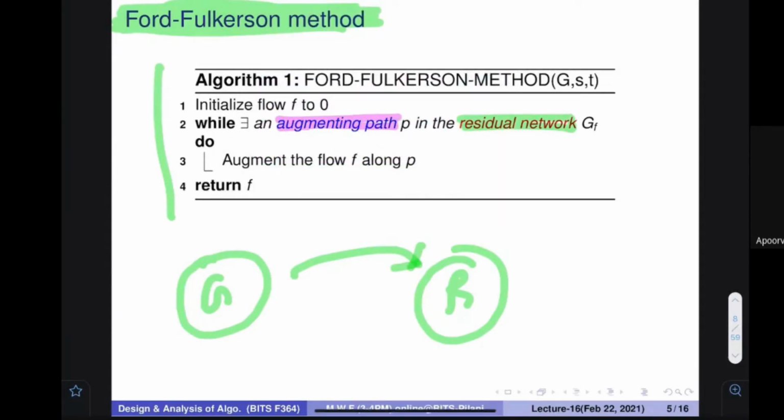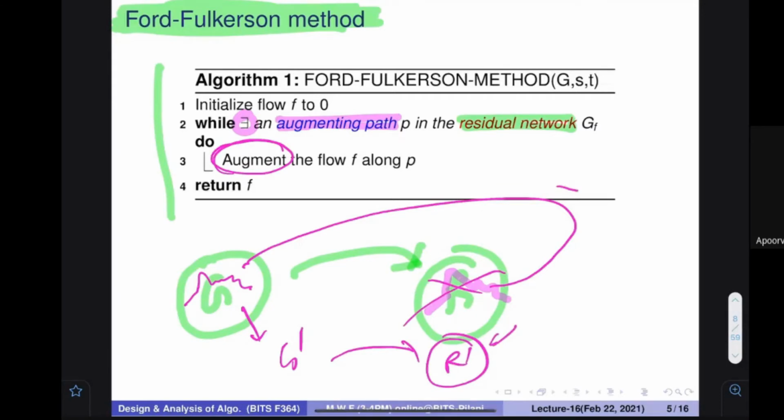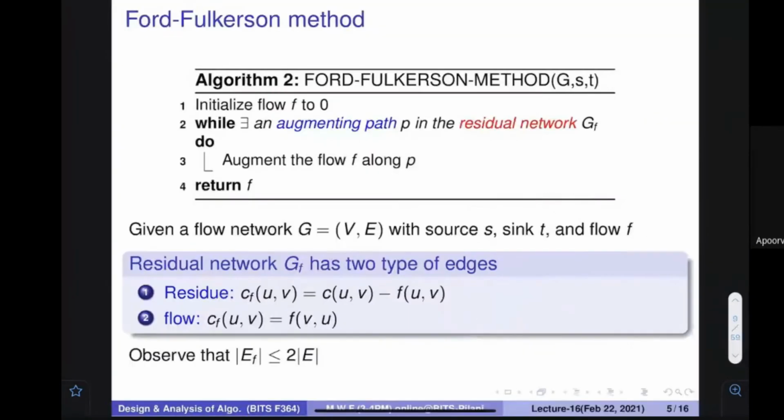You find out that there is some augmenting path. If there exists an augmenting path, then you can use this particular path and augment over here. The other step is to augment this particular flow into this network, and then this network becomes G dash, and again you can find out R dash, because now this has been changed. You have to find out R dash, and you keep doing this until you don't get anything over here. Make sense? Very simple algorithm.